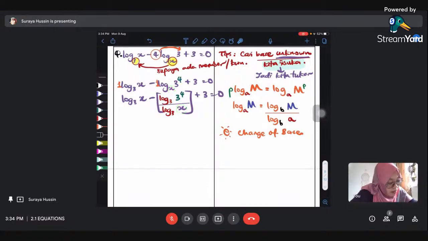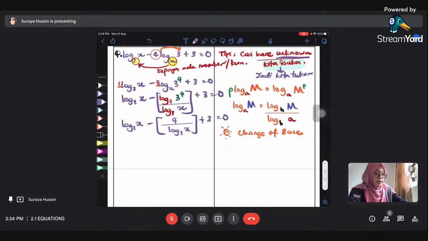So this is what the formula trying to tell you. The A is below here, while the M is above there. Kena buat banyak practice baru nampak. So now you bolehlah solve it happily. You akan dapat 4 bahagi log base 3 x tambah 3 equal to 0. And here you are very, very happy.